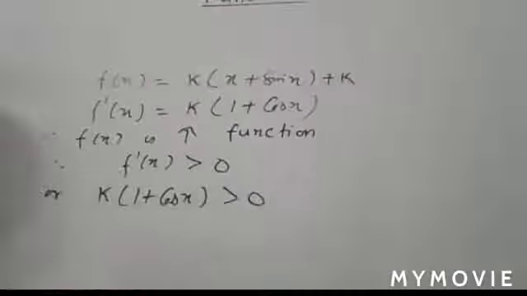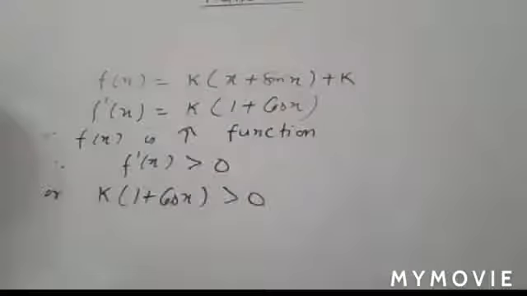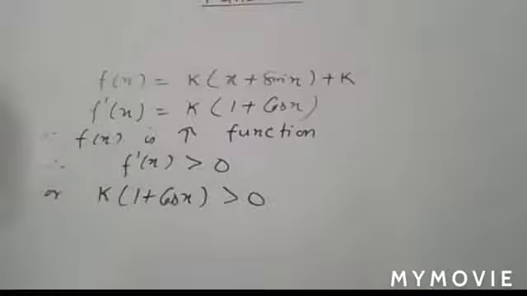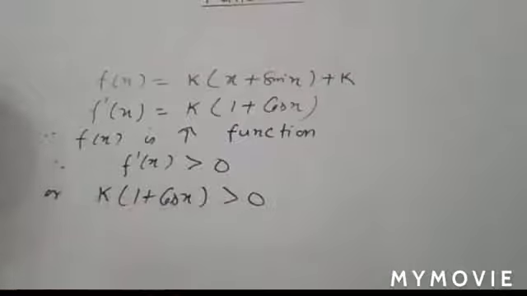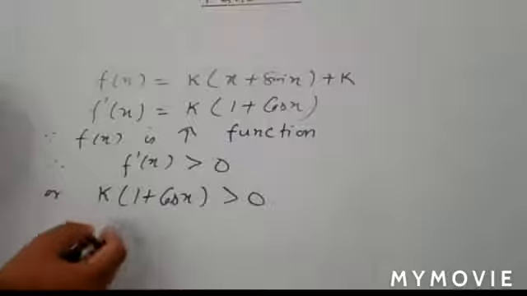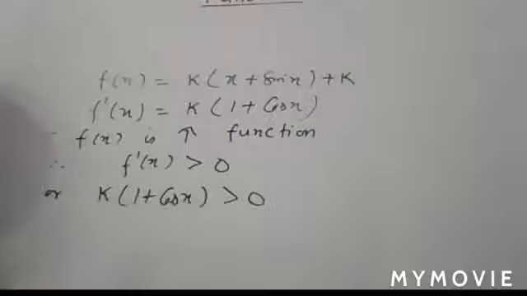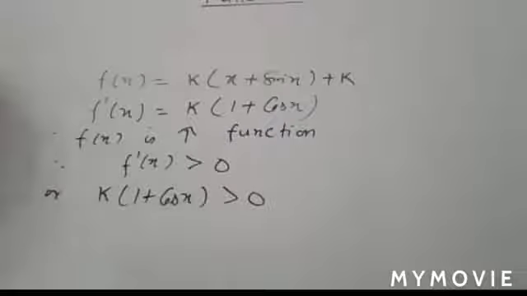Now if you add 1 to each term, you see that 1 + cos x becomes positive. So overall, the product of these two quantities is greater than 0. Whenever the product of two quantities is greater than 0, they have the same sign: either k is less than 0 and this quantity is less than 0, then their product is positive, or both have positive sign.